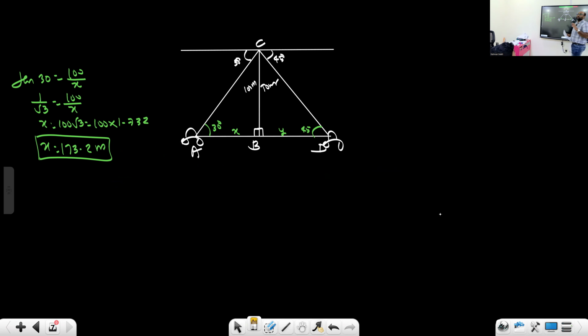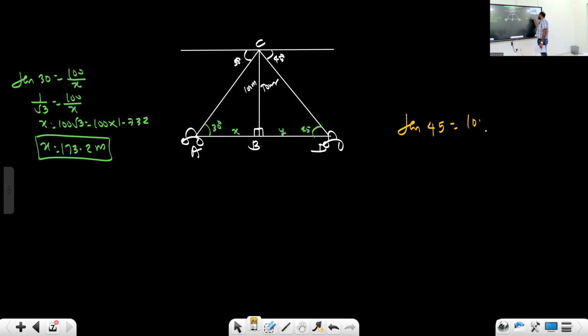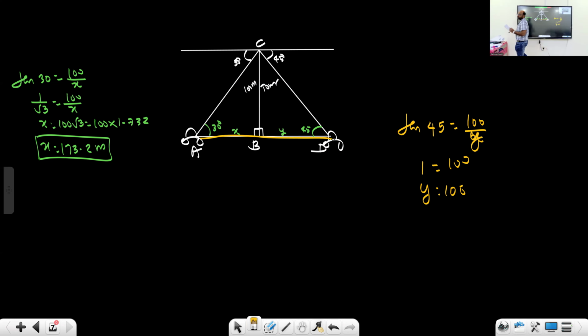In triangle CBD, tan 45 equal to 100 by y. What is tan 45? 1 equal to 100 by y. So y equal to how much? Okay. Therefore, distance between the cars.